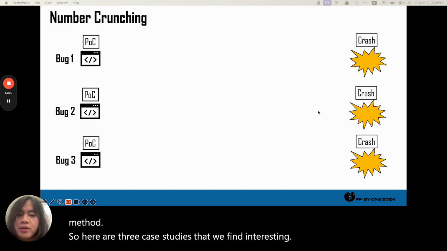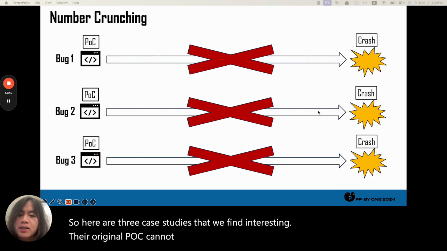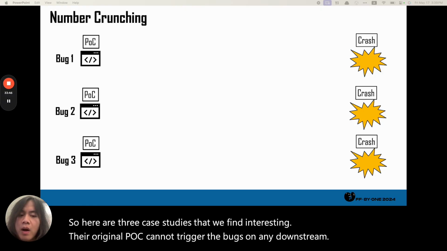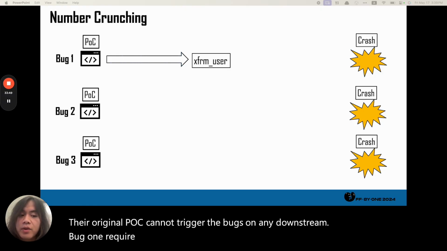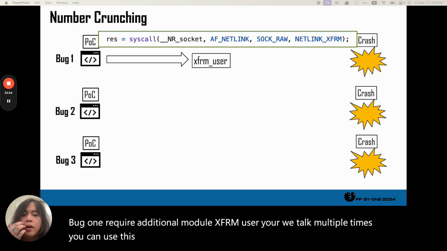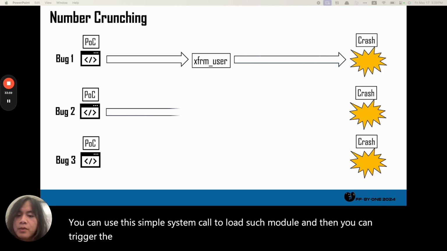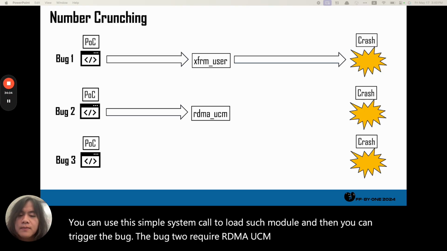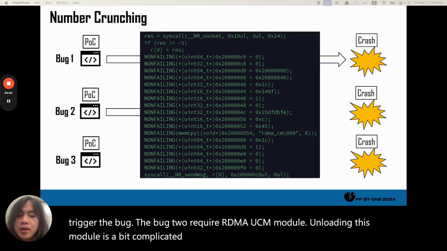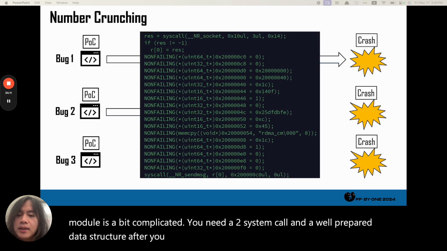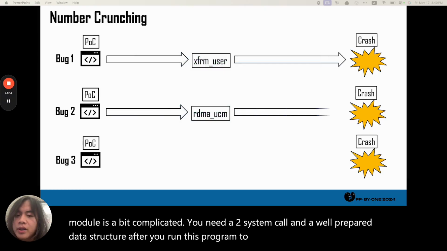Their original POCs cannot trigger the bugs on any downstream. Bug 1 requires an additional module. As a normal user, you can use this simple system call to load such a module, and then you can trigger the bug. Bug 2 requires the RDMA UCM module. Loading this module is a bit complicated. You need two system calls and a well-prepared data structure. After you run this program to load the module, you can trigger the bug.